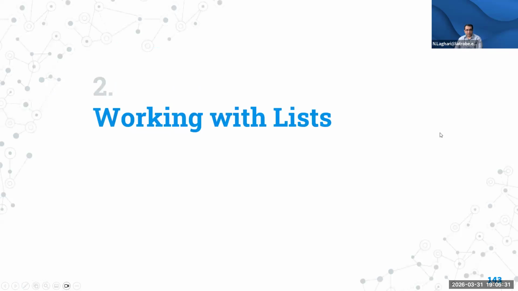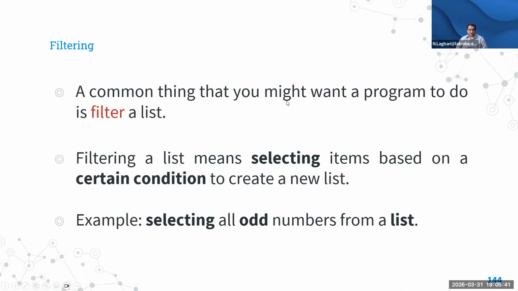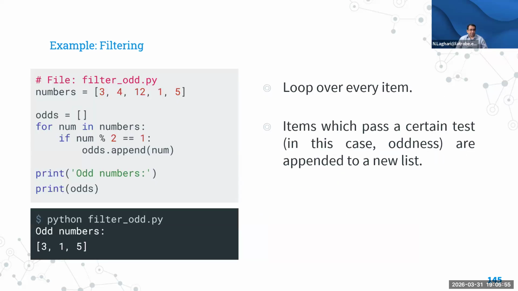Okay, so working with lists. So that was all the basics. I think that mainly we have touched base in the past here and there with lists. So a common thing that you might want a program to do is filter a list. So a filter means selecting items from the list based on certain conditions or criteria.